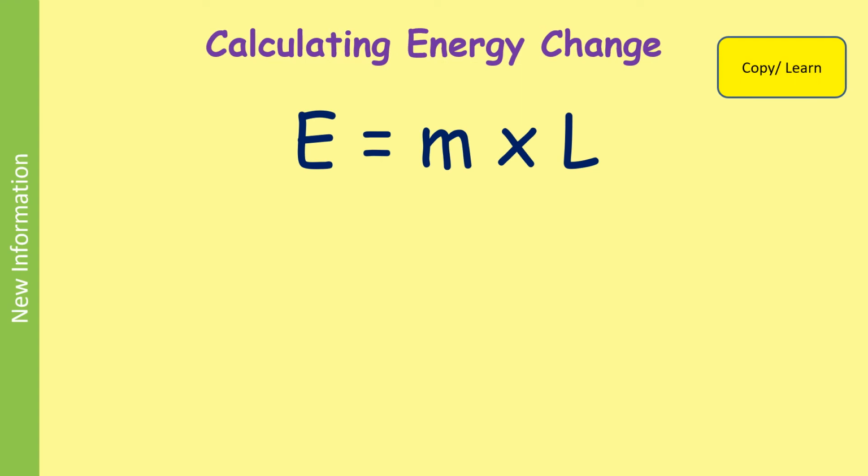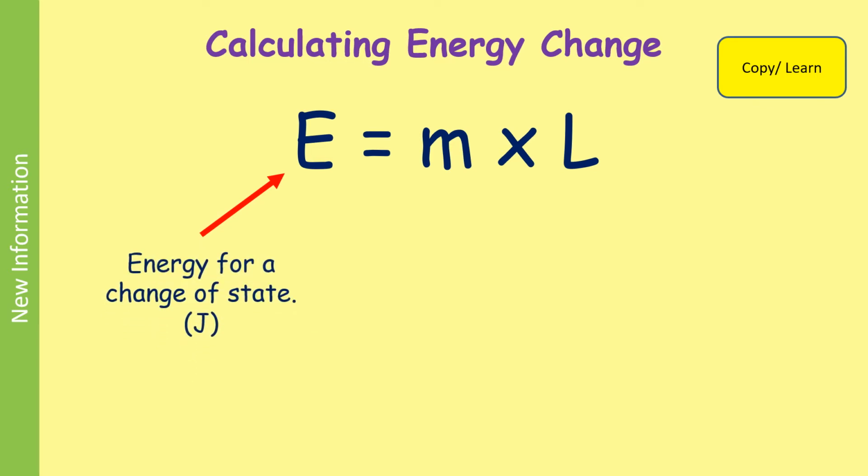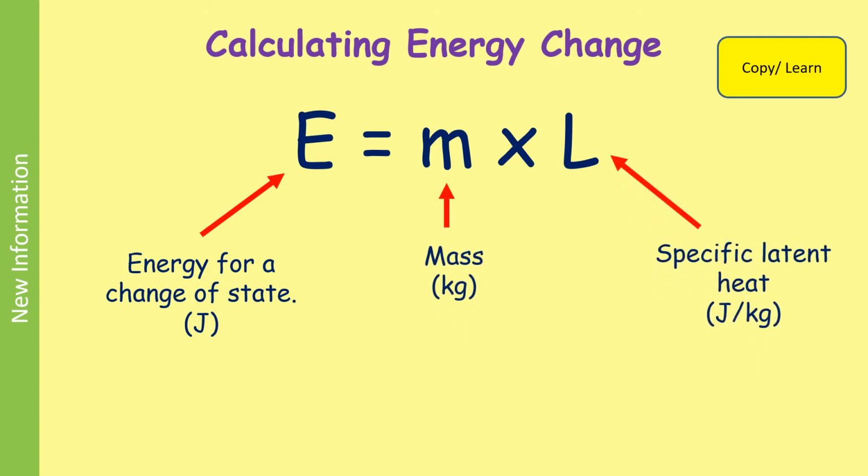To calculate the energy change, you need to use this equation. Now it is given to you in the exam, but you do need to know how to use it. So E for energy is equal to M for mass times L for specific latent heat. The energy for a change of state is measured in joules, as all energy is. Mass, as you know, is always measured in kilograms, and the specific latent heat is measured in joules per kilogram.